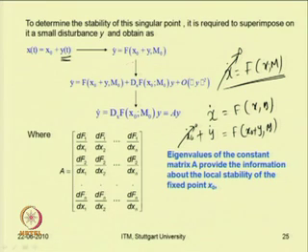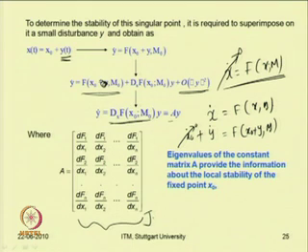By applying the Taylor series, I can expand this equation. I can write y dot equal to f x 0 m 0 plus d x f x 0 m 0 into y plus higher order terms. As f x 0 m 0 equal to 0 for steady state, we obtain the equation y dot, the rate of the perturbed part, equal to d x f x 0 m y. I can write this in matrix form, y dot equal to A y, where A is the matrix known as the Jacobian matrix.